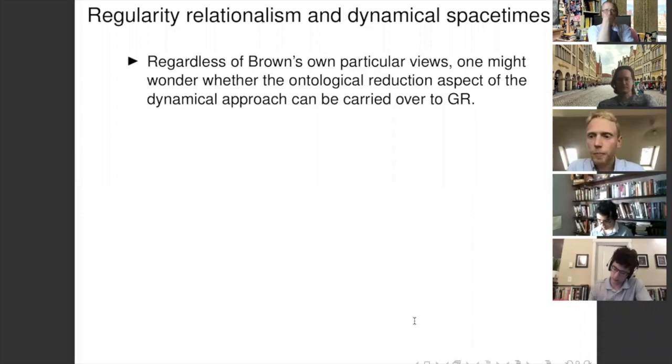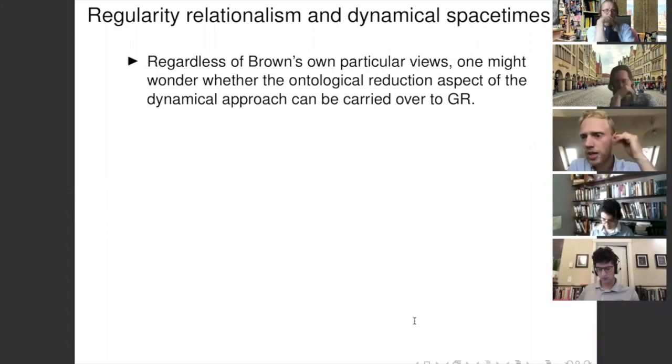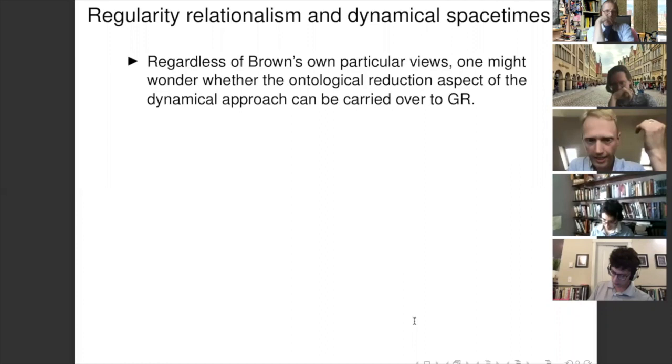But regardless of Brown's own views, you might wonder about whether the entire dynamical package can be carried across to general relativity, even if Brown doesn't want to stick by point one of those two points which characterize the dynamical view. Could you stick by it? Could you somehow, in some way to be articulated, ontologically reduce the metric field of general relativity to properties of matter fields, maybe by undertaking some kind of generalization of the regularity relationalist project? I think that's an interesting question, especially interesting because no one's actually answered it very well up to this point. So this is one of the areas that I would definitely flag for ways in which you could contribute to these debates if you're interested.